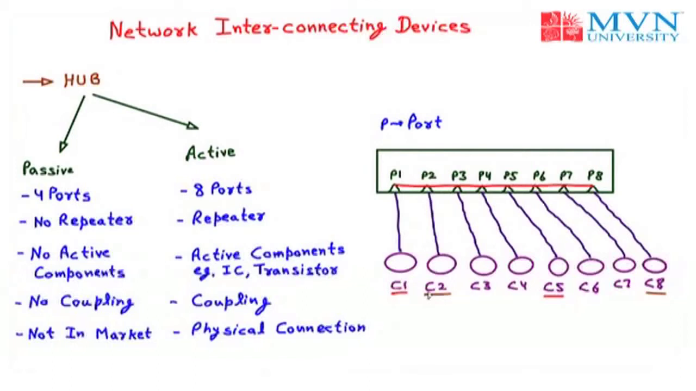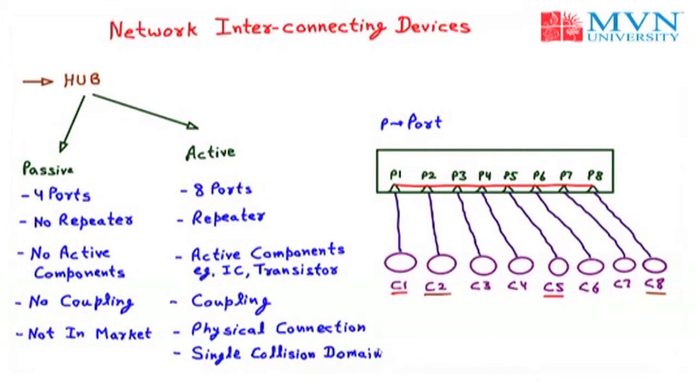So this is the problem of physical connection, because we are using a single wire, and in a single wire only one computer can send data at a single time. Multiple computers can't send. So even after coupling, the problem will remain the same. The problem is called the single collision domain problem. So the active hub is the replacement of the passive hub, and because of the single collision domain problem, active hubs are not used in the market.